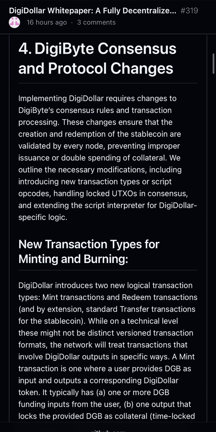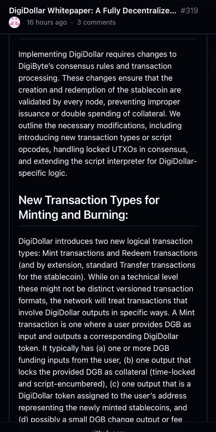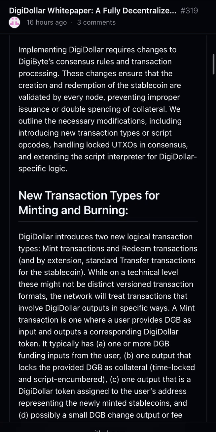4. DigiByte consensus and protocol changes. Implementing DigiDollar requires changes to DigiByte's consensus rules and transaction processing. These changes ensure that the creation and redemption of the stablecoin are validated by every node, preventing improper issuance or double spending of collateral. We outline the necessary modifications, including introducing new transaction types or script opcodes, handling locked UTXOs in consensus, and extending the script interpreter for DigiDollar-specific logic.